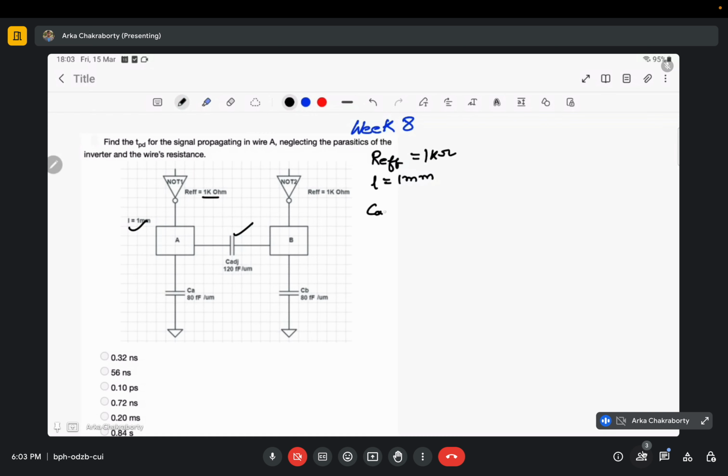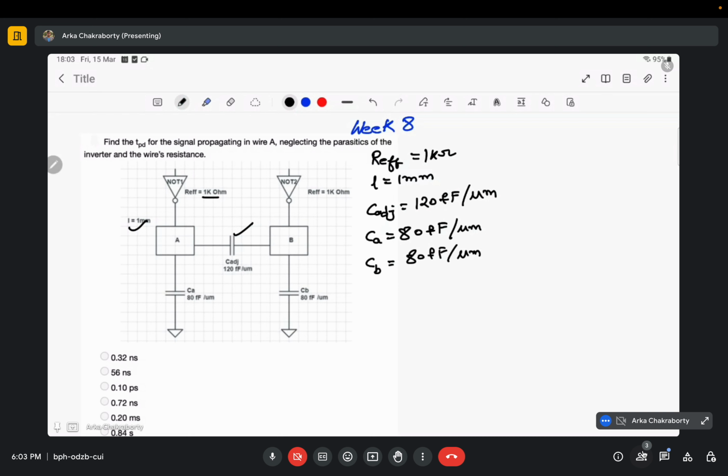C adjacent is provided as 120 femtofarad per micrometer. Ca is given as 80 femtofarad per micrometer, and Cb is provided as 80 femtofarad per micrometer.